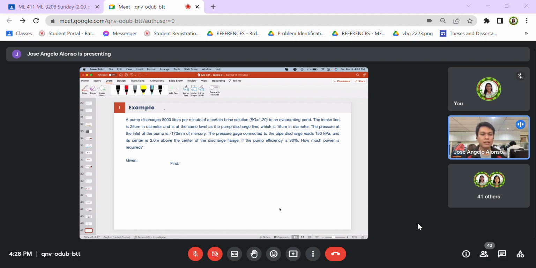The pressure at the inlet of the pump is negative 170 millimeter of mercury. So nagbigay dito ng ibang unit of pressure, which is in height of mercury, or 170 millimeter of mercury. That is negative, means this is vacuum. The pressure gauge connected to the pipe discharges and reads 150 kPa. And its center is 2 meters above the center of the discharge flange. If the pump efficiency is 80%, how much power is required?